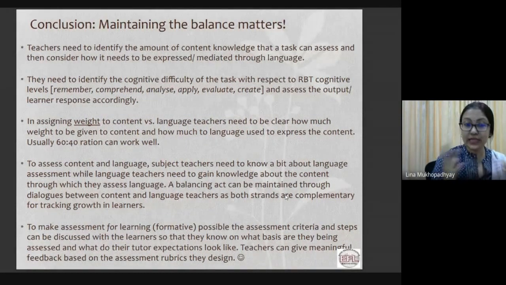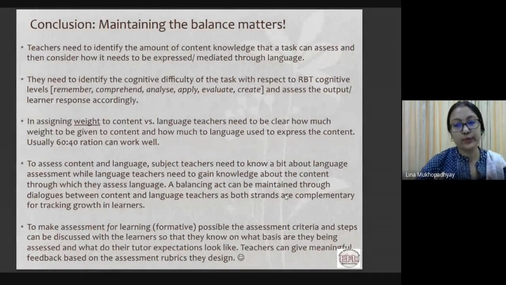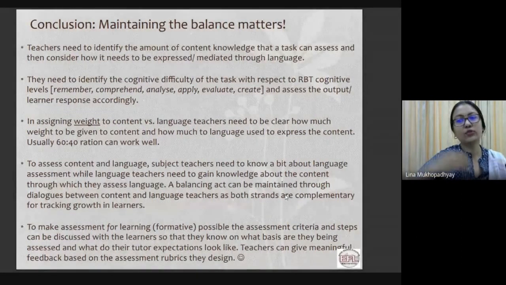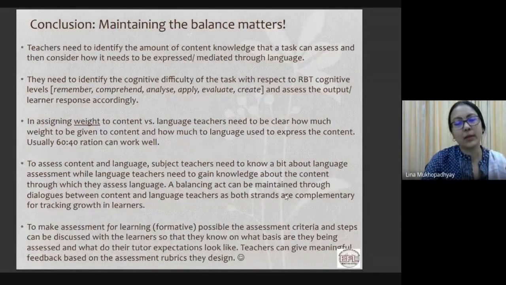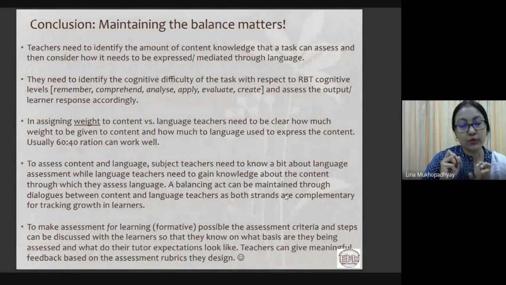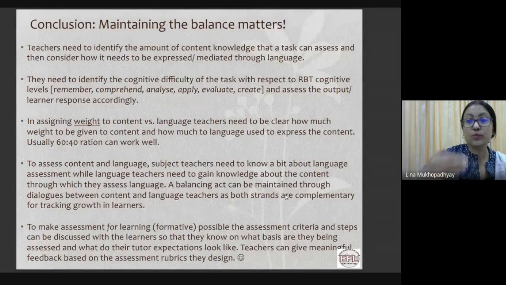To create a condition for assessment for learning, or formative assessment, we need to prepare our assessment criteria, like I showed you for the text map and the speaking task, very carefully, and then take it to the next level. We should be able to share it with our learners so that they know what my expectations are from them based on a particular task, and also use it to give feedback. How to use it to give feedback I'm not discussing today, but it can be a very robust tool for giving learners feedback to move along the path of development.